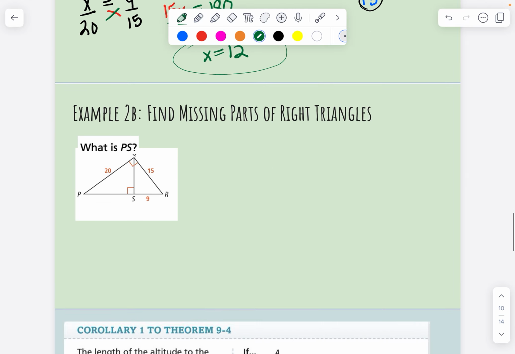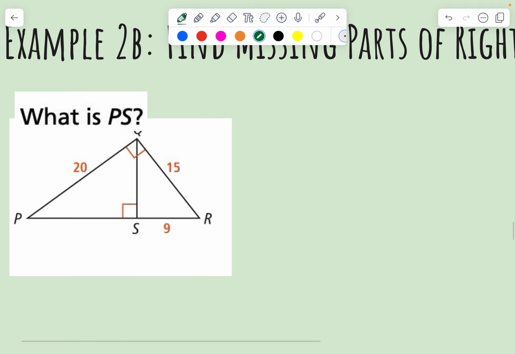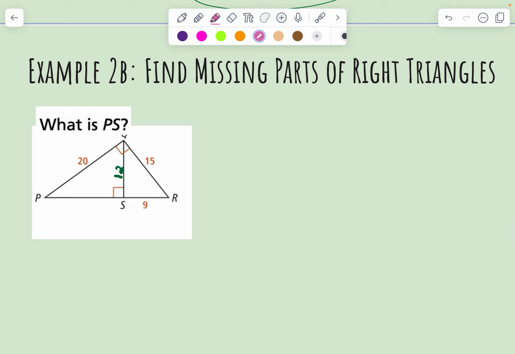Let's look at another one. Now they want me to find PS. This is the same picture. And remember, we just found out here that QS was 12. Now they want me to find PS. Well, it looks like PS is part of my medium triangle. And then I already know stuff from my small triangle. So those are the two triangles I'm going to be using. The small triangle and the medium triangle. So again, I'm going to redraw my small triangle. The right angle is right there.